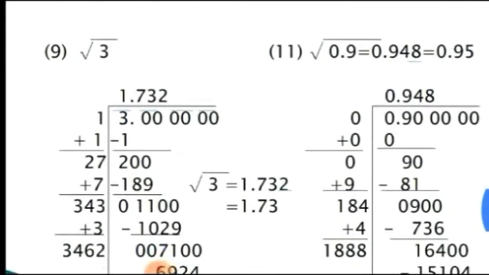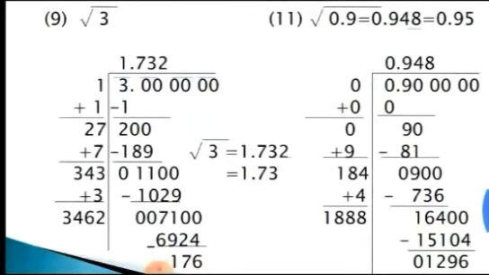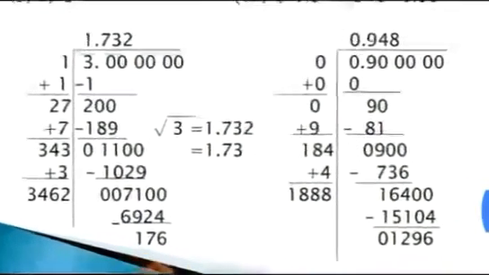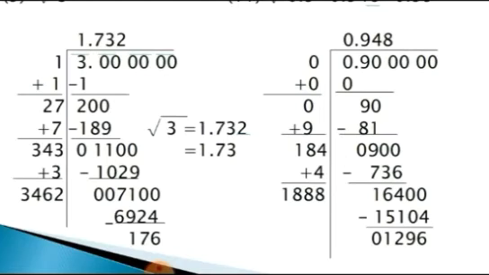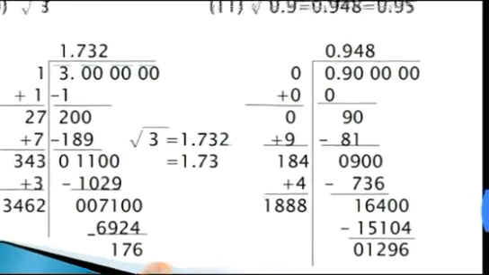Then after, same process. You divide 1 time, 1 1 is 1, remainder is 2, then bring down 0. 1 plus 1 is 2, then you try the next, 7 times. 7 27 is 189, then again remainder 11. Then 27 plus 7 you add, 34, then 3 times. So the quotient is 1.732. Here the third place is 2, 2 is less than 5, that means the square root of 3 equals 1.73.